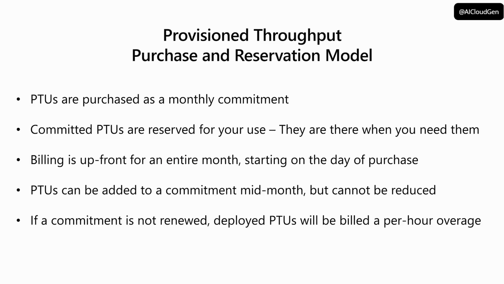So, the provisioned throughput unit purchase and reservation model. This is basically a monthly commitment where PTUs will be purchased by the customers. The committed PTUs will always be available and reserved for your use. What it means is that you won't be getting errors saying the region is in demand and the OpenAI service can't provide you responses and so on. Also, billing is upfront for the entire month. From the day you purchase, you are paying for the entire month and you have to use it efficiently.